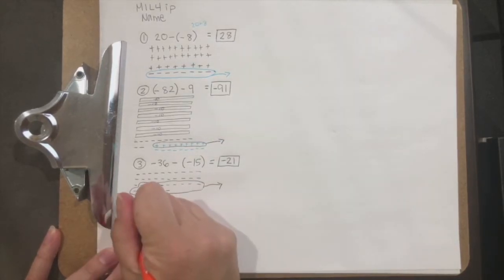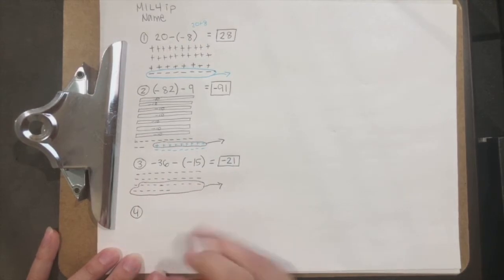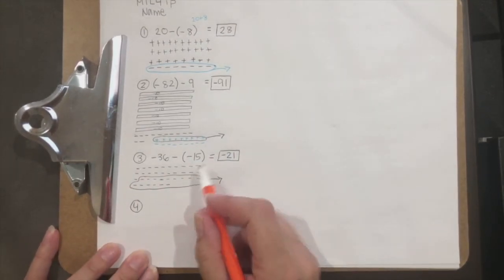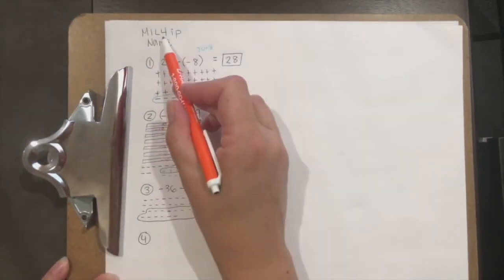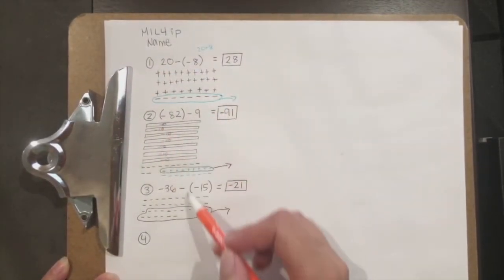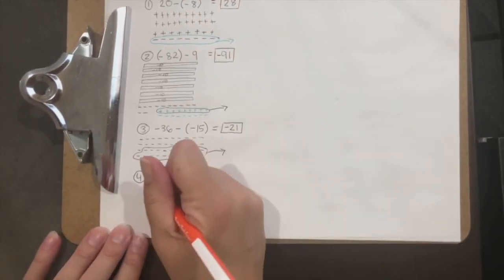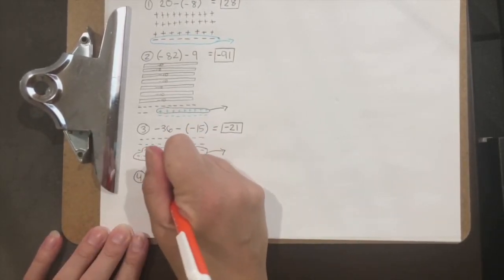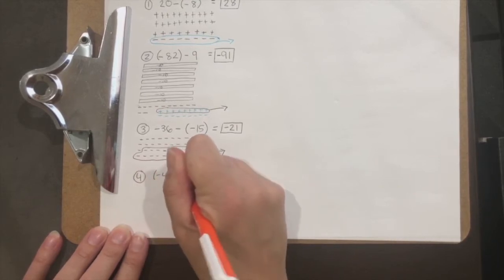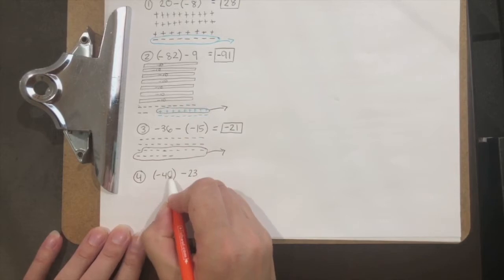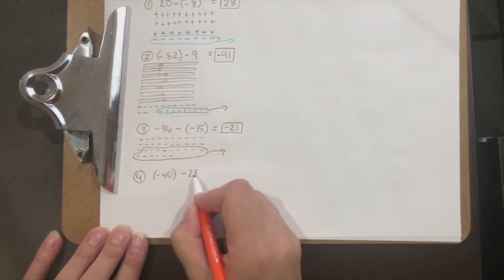All right, let's do number 4. Remember, you might be able to solve these another way, but we're using what we learned in lesson 4 to model the math. All right, this is about modeling. Number 4, negative 40, take away 23. So if I'm going to have negative 40 tiles, I'm going to try and take away 23 positive tiles.